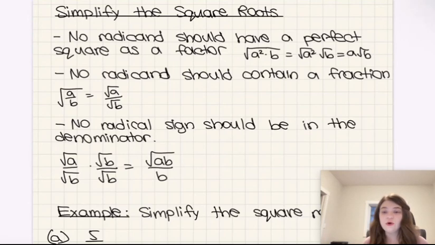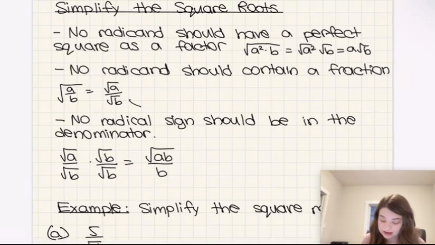The next thing is that no radicand should contain a fraction. So, for example, we can simplify the square root of a over b to square root of a over square root of b, and now no radicand contains a fraction. Kind of going along with that one, the radical sign should not be in the denominator. And so when we do simplify to here with the second one, we still end up with this b in the denominator. So then we would do the third one in order to fully simplify this.